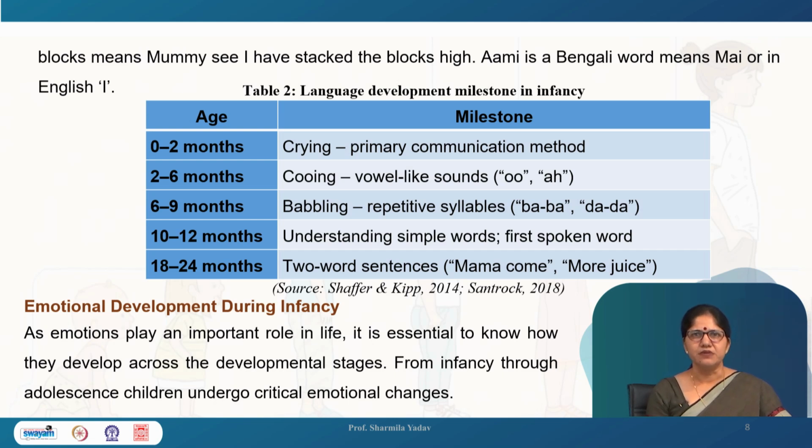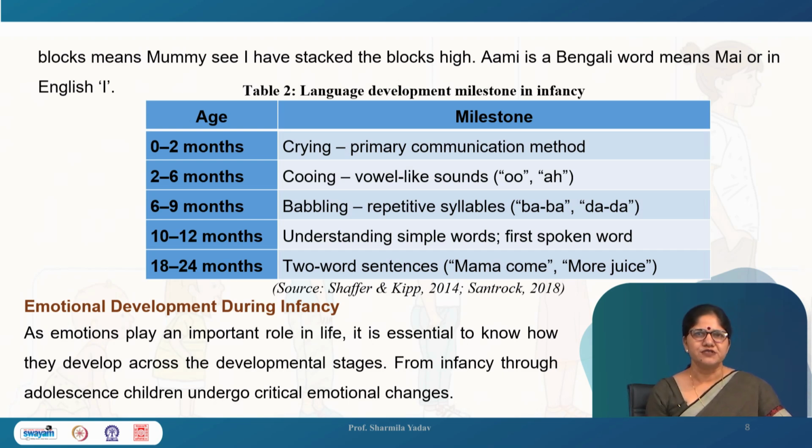Now we will see through a table language development milestones in infancy. From birth to 2 months, the milestone is crying, the primary communication method. 2 to 6 months, cooing, vowel-like sounds, oo, ah. 6 to 9 months, babbling, repetitive syllables, ba ba, da da. 10 to 12 months, understanding simple words, first spoken word, like mama. 18 to 24 months, two-word sentences, mama come, more juice, or as I said above, ami uncha, mama juice.